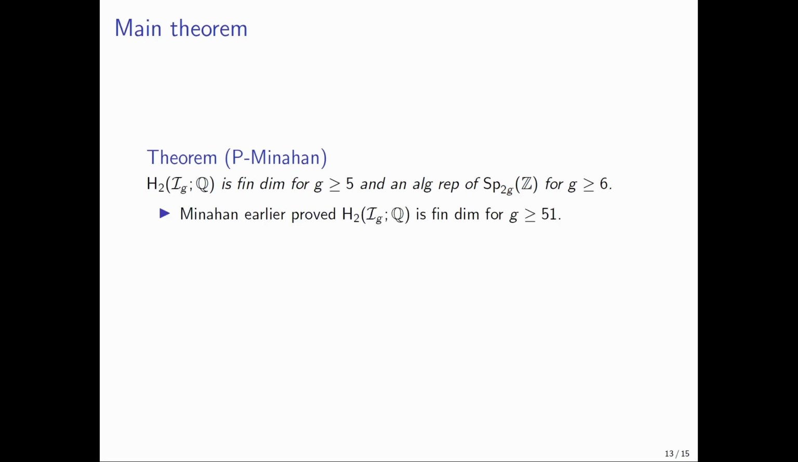So let me make a few remarks about this theorem. Earlier, Minahan proved that H2 of Torelli was finite-dimensional for genus at least 51. So this was sort of a breakthrough. I sort of joined him on this partially, because I wanted to understand this theorem. I still actually don't understand his proof for genus at least 51. I tried very hard, but we have actually proven a much stronger result.